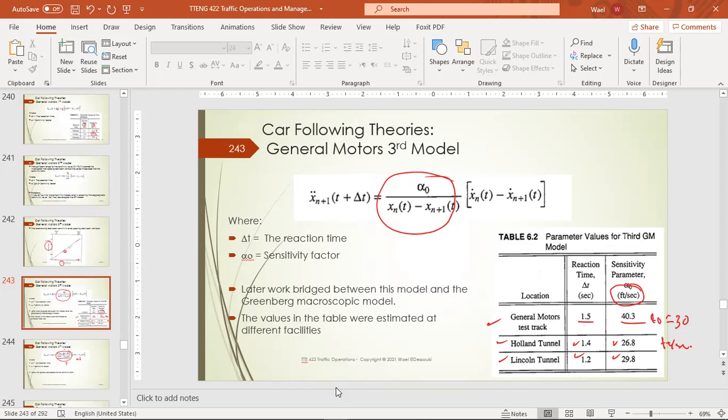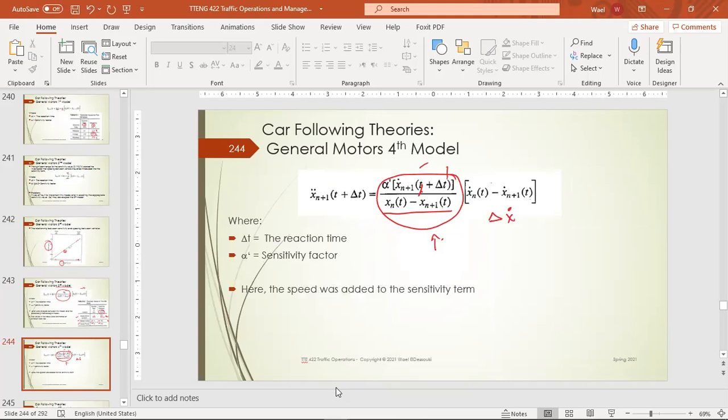So that was basically this model we showed before, that we can integrate and come from this model to the Greenberg macroscopic flow model.